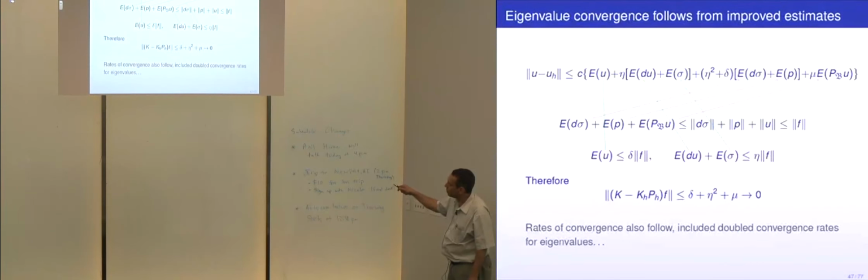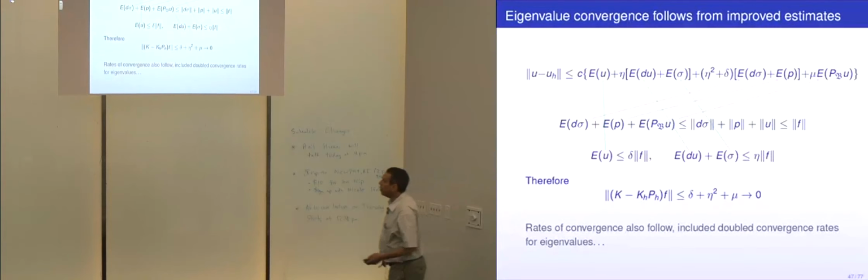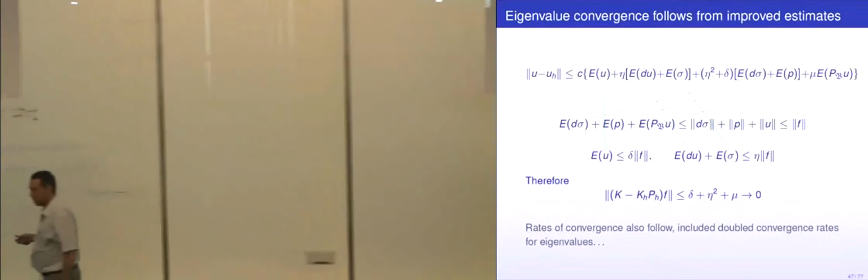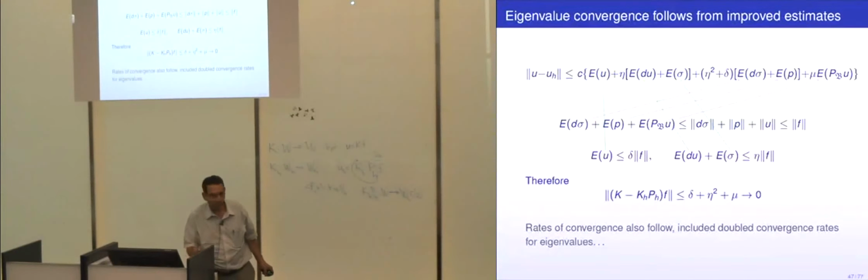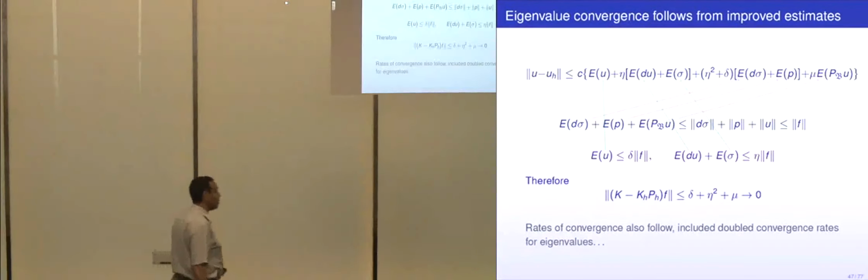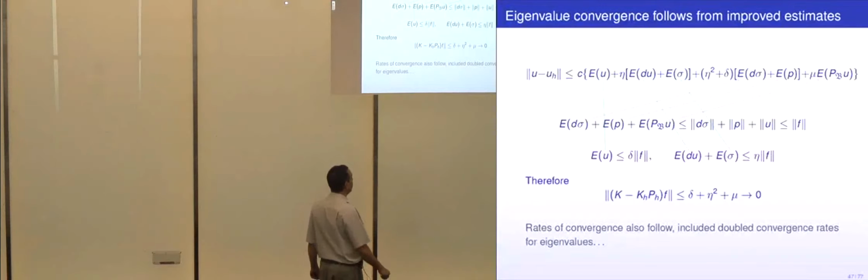The norm is bounded by delta plus eta squared plus mu, which goes to 0 by compactness. So the conclusion of all that is that eigenvalue convergence just follows from the improved estimate and known spectral theory. Then, of course, as numerical analysts, we don't really care about convergence. We care about convergence with some decent rate.